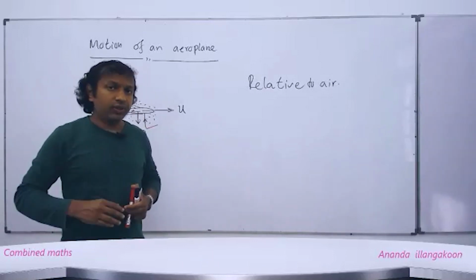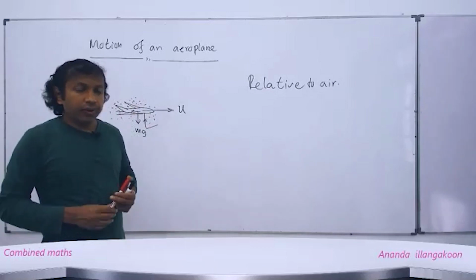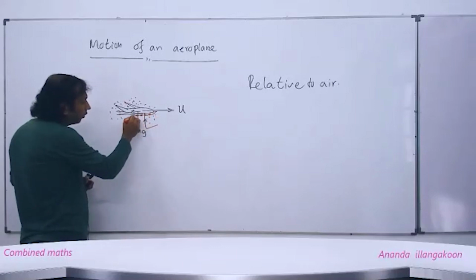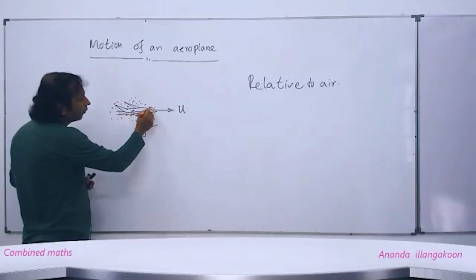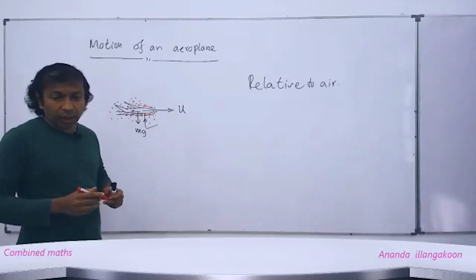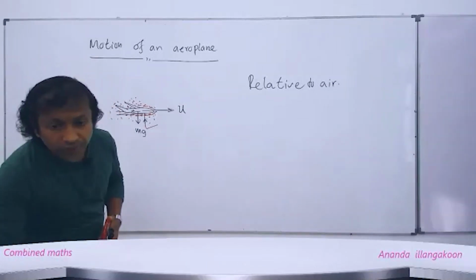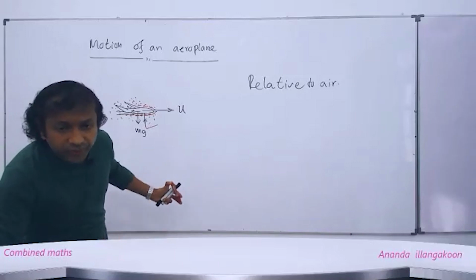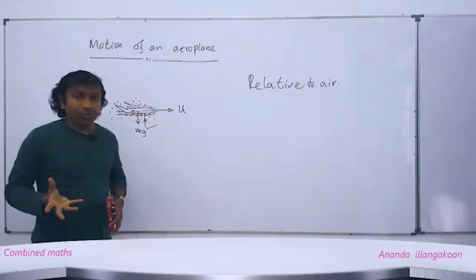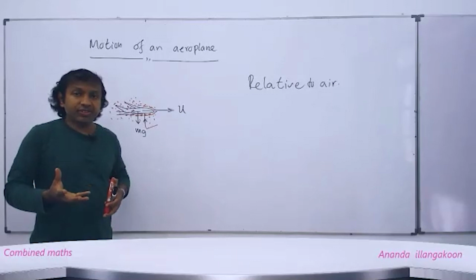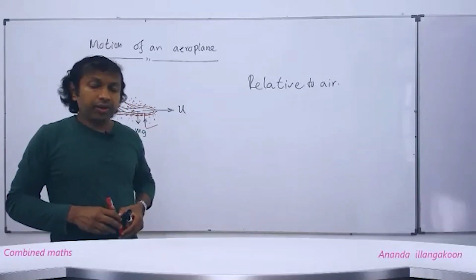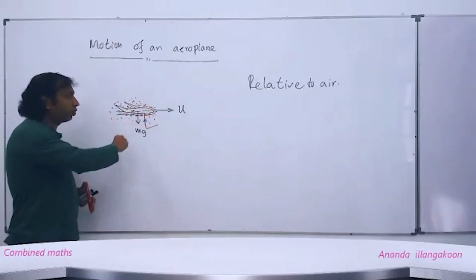You have learned in physics the Bernoulli's principle. This way the air particles are moving in two paths. Like this, when they move, there's a pressure difference. The upper pressure is very low. There's a pressure difference anyway. You will learn that in detail in Bernoulli's principle. So because of this pressure difference, a force is acting on the body of the aeroplane in the upward direction. Using that force only, the weight of the aeroplane is balanced.